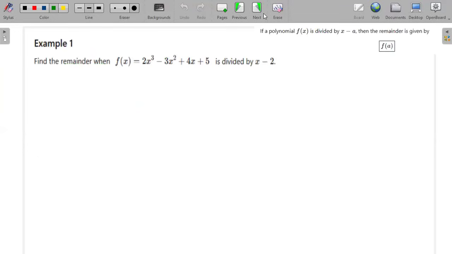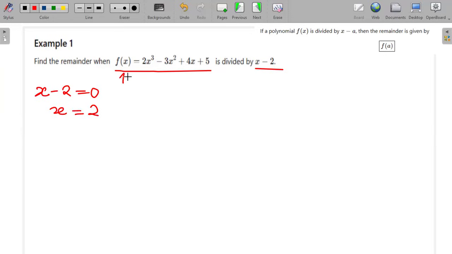So this is example one here. The definition is here to help us solve this question. Here they're saying, find the remainder when this polynomial is divided by x minus 2. So we're just going to get the x minus 2 and equate it to 0, and then say x is equal to 2, the minus 2 goes to the other side.